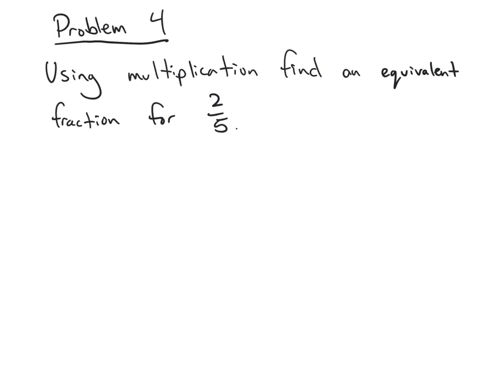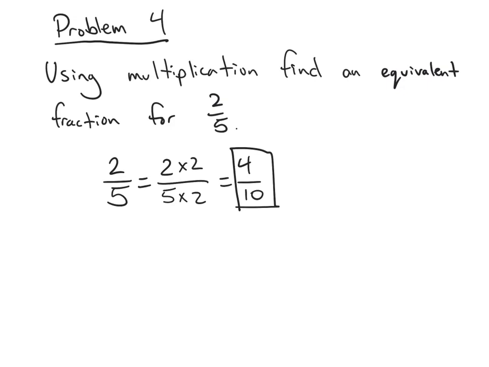And problem 4 here asks us to use multiplication to find an equivalent fraction for 2/5. So we know that if we can find an equivalent fraction for any fraction, as long as we multiply the numerator, the top number, and the denominator, the bottom number, by the same number. So one way we could do it is we could multiply the top and the bottom by 2. So 2 times 2 is 4, 5 times 2 is 10, so 4/10 is an equivalent fraction. And we could just keep going, as long as we multiply the numerator and the denominator by the same number.